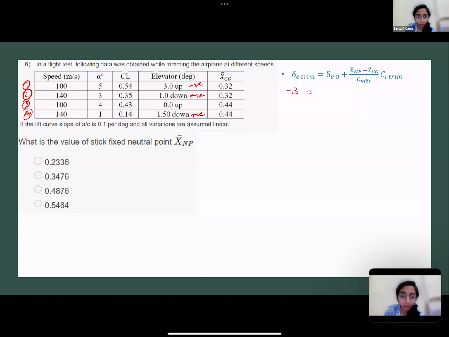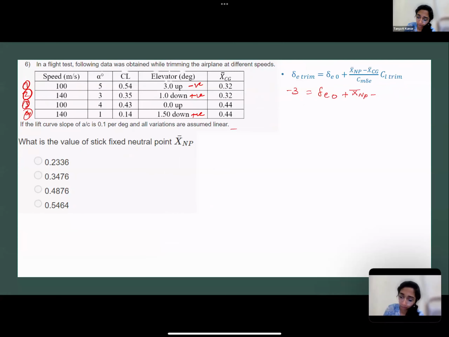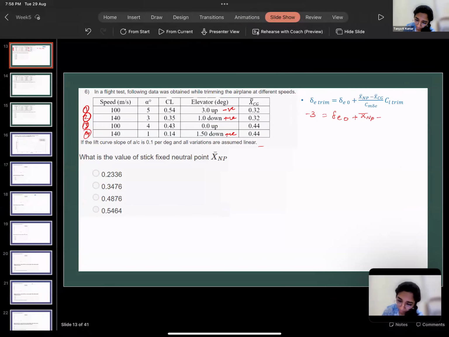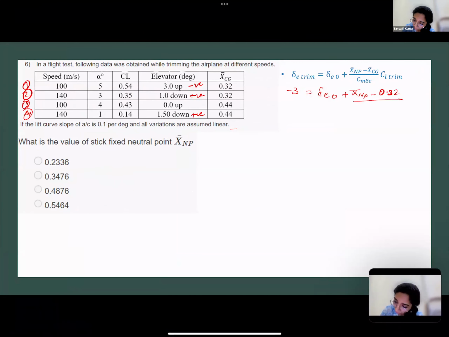Delta E naught, we don't know. We leave it as such. Delta E naught plus X bar NP, we don't know. Leave it as such. X bar CG is given to you as 0.32. So I put that here. CM delta E, we don't know. CL trim is given to you as 0.54. This is for the first condition.